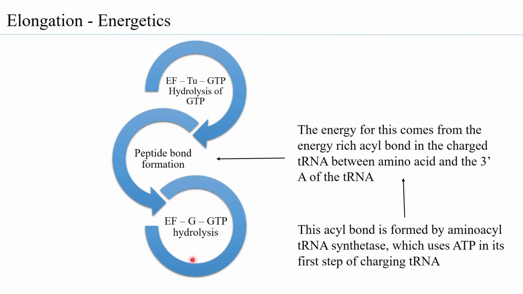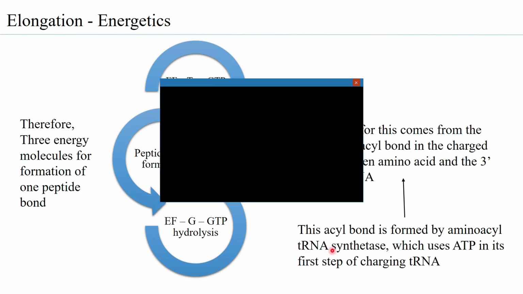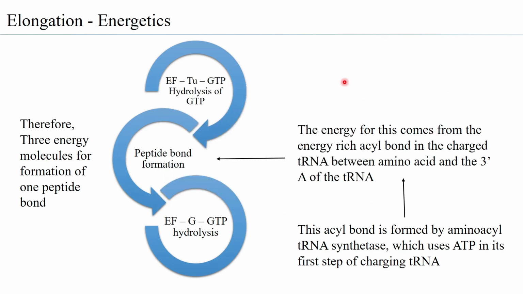Then of course, for the translocation process, the EFG GTP hydrolysis takes place, and that is the third energy molecule that is used. So therefore, for every peptide bond formation, three energy molecules are being used. Two are GTP and one is ATP. ATP indirectly, because that ATP was added when the tRNA was charged in the first place. Okay, so these three molecules are important for peptide bond formation.